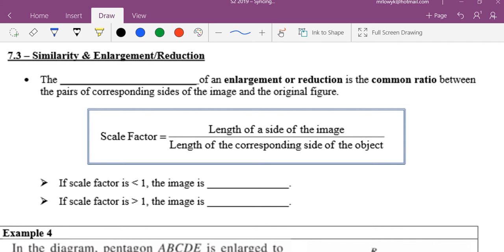Now, let's fill in the blank. What is an enlargement or reduction? Can you write down the scale factor?